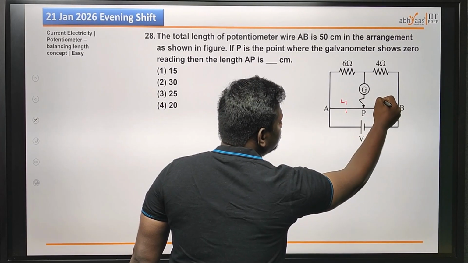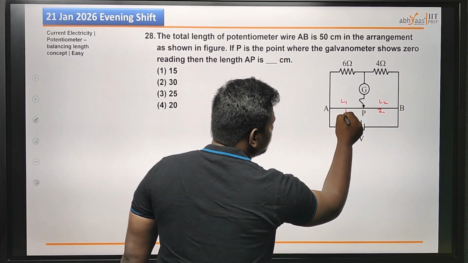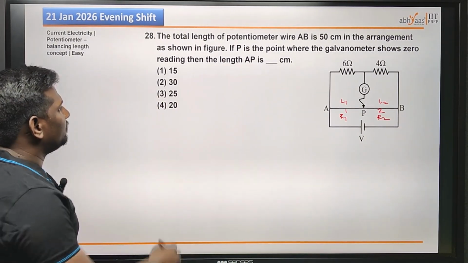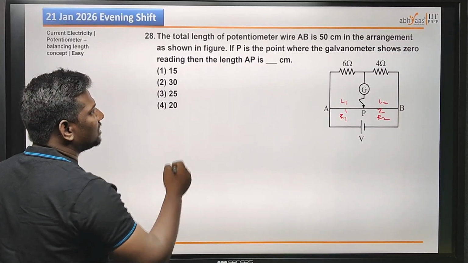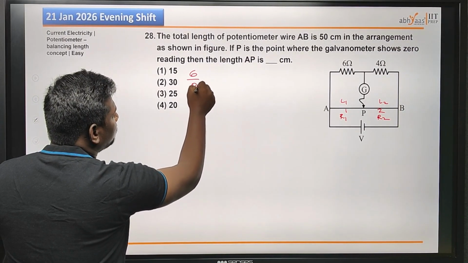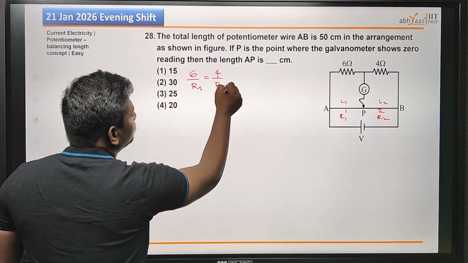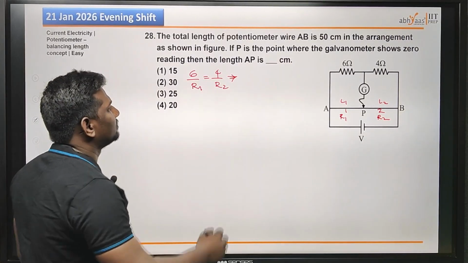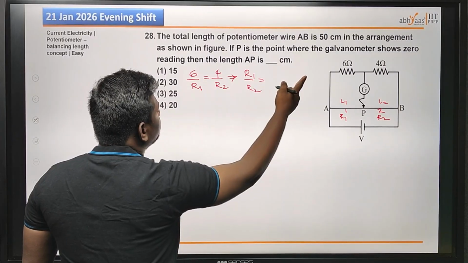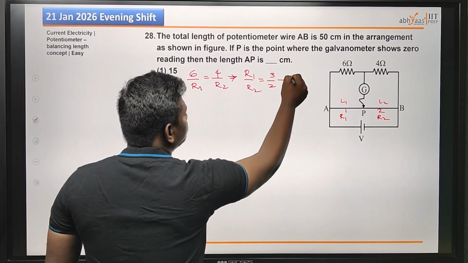This is L1 and L2. If you observe, R1 and this is R2. So the Wheatstone bridge is balanced. We know that formula. So from the Wheatstone bridge, 6 by R1 equals 4 by R2. So from this, R1 by R2 equals 3 by 2. This is equation 1.